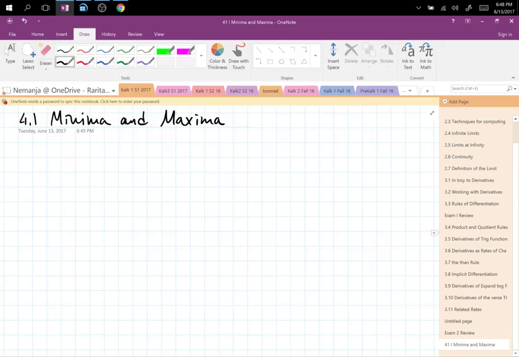We're starting chapter 4, right? And the whole chapter 4 is on application of derivatives. And the last section 4.9 is titled Antiderivatives, which is when we introduce integrals, which is backwards differentiation. We'll talk about that next week, I guess. So minima and maxima, that's first order of business.